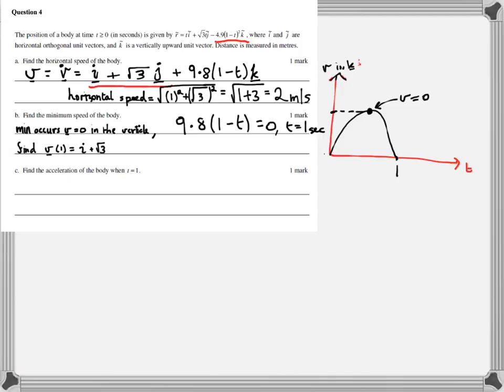Now we substitute that into our vector velocity function, and we take the magnitude, and we'll find it's again 2 meters per second. So when vertical speed is 0, the only thing that's left is the horizontal speed, and this is indeed the minimum speed for t is equal to 1 second.